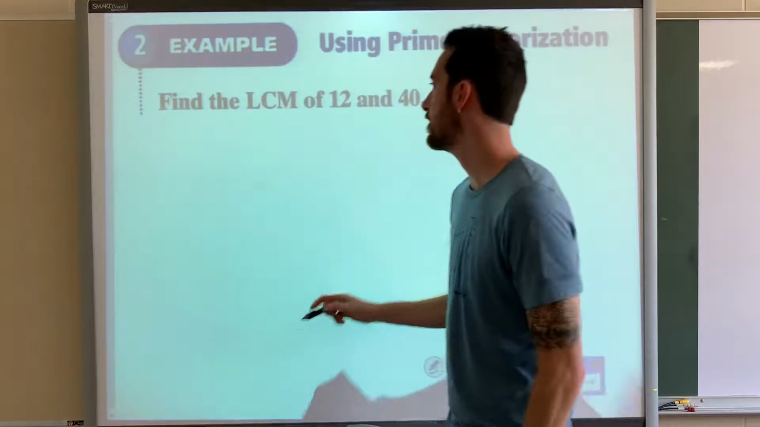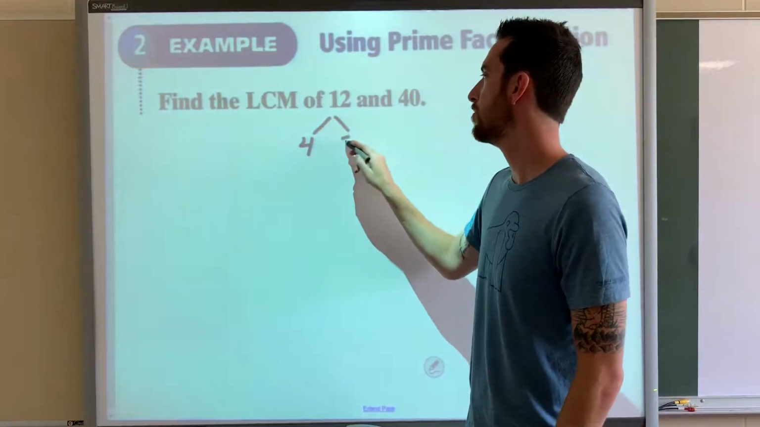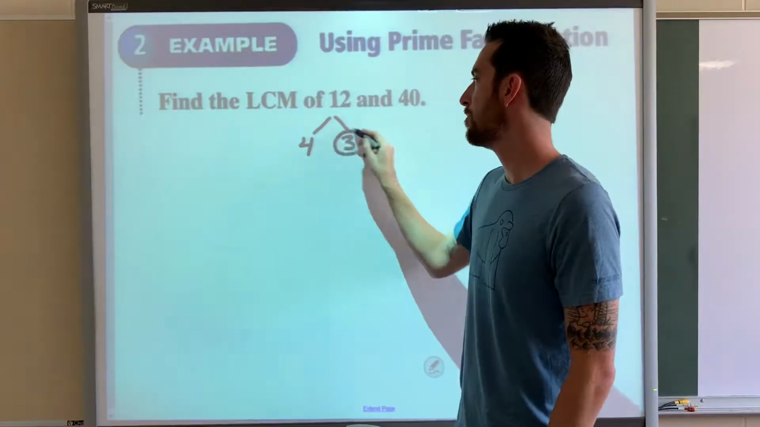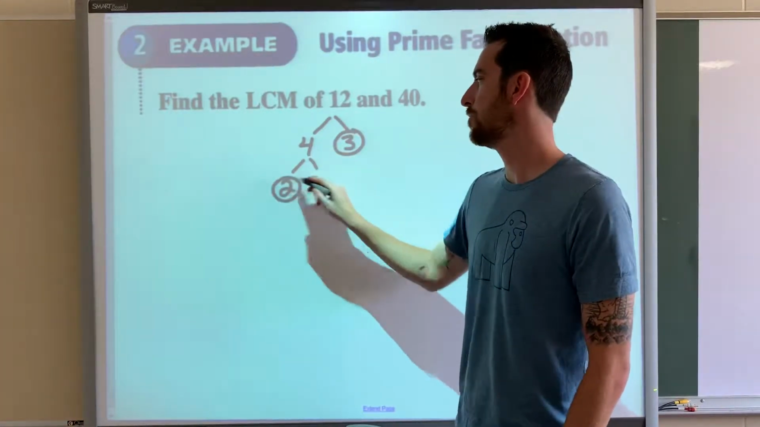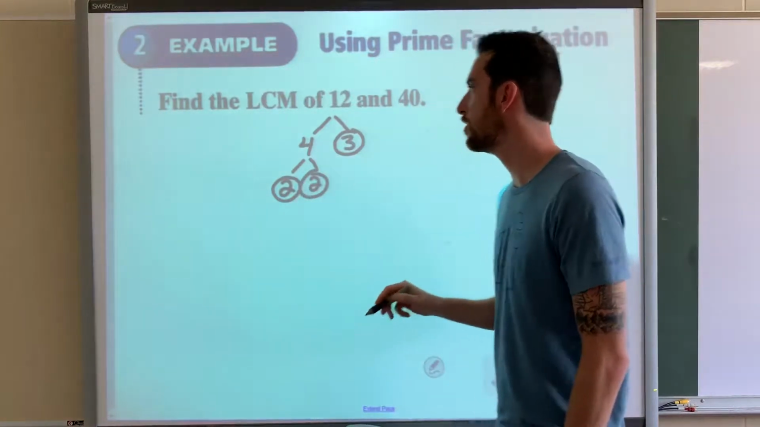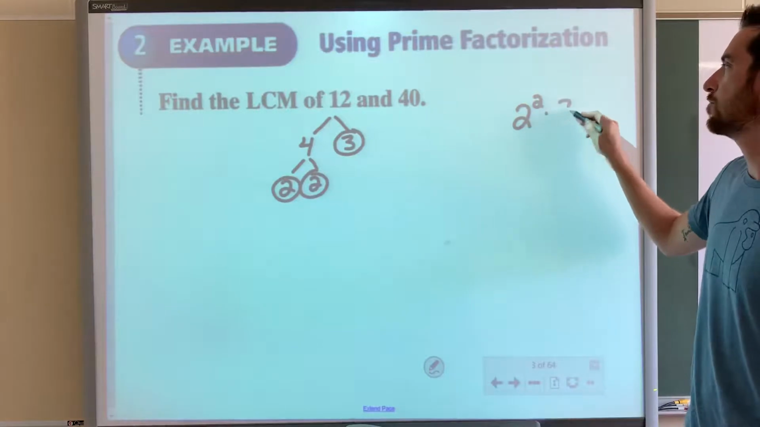So their way, they're going to say, oh, well, 12, you could break down to 4 and 3. 3 is prime. 4 is 2 times 2. Both of those are prime, so the prime factorization of 12 would be 2 to the second power times 3.